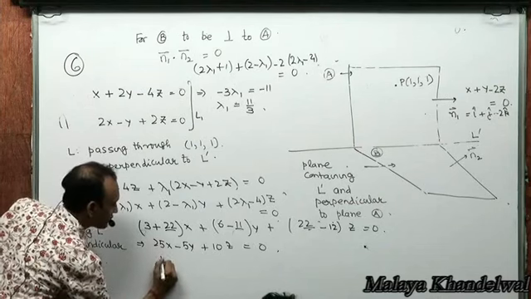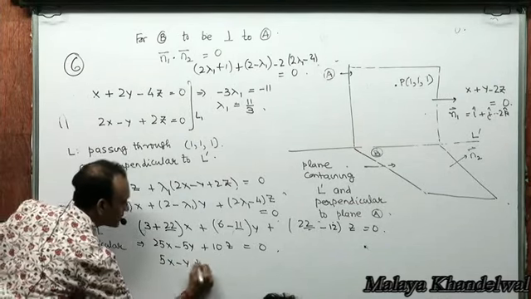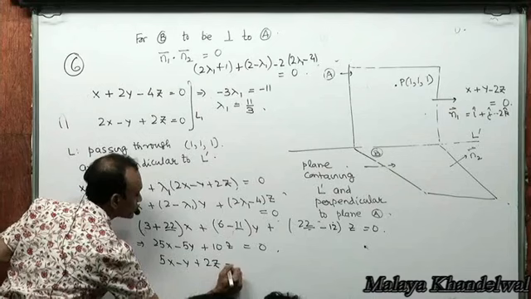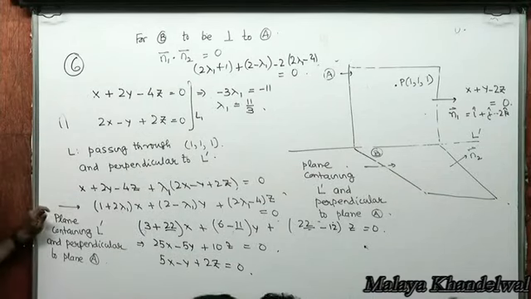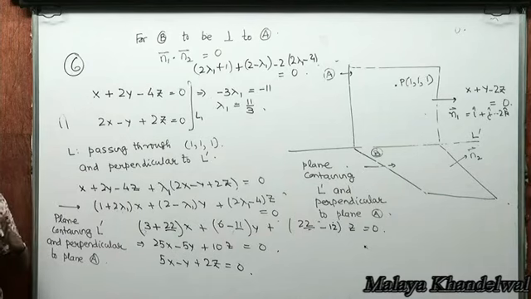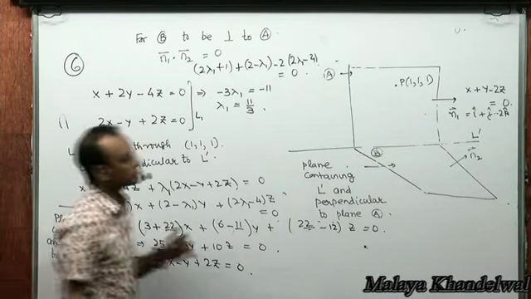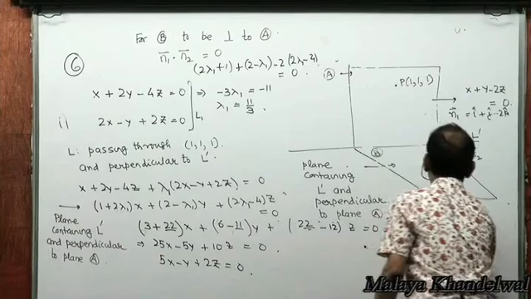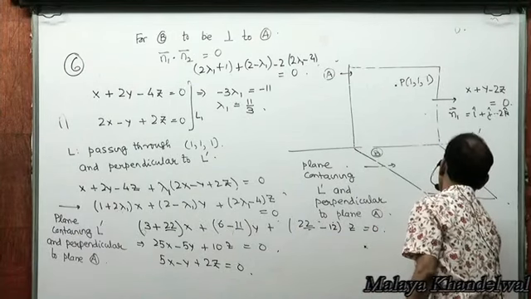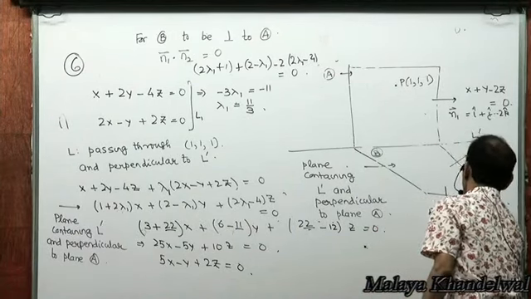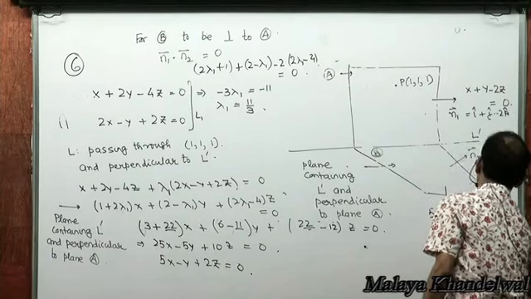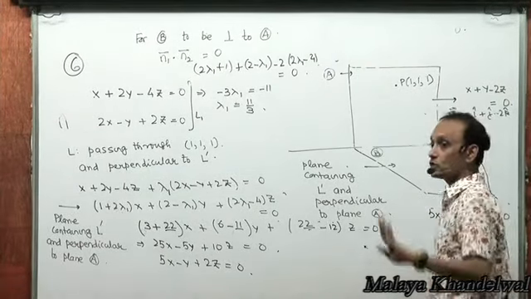which is like 5x minus y plus 2z equal to 0 is plane B. Yes or no? So the equation of this plane is 5x minus y plus 2z equal to 0. So far so good.